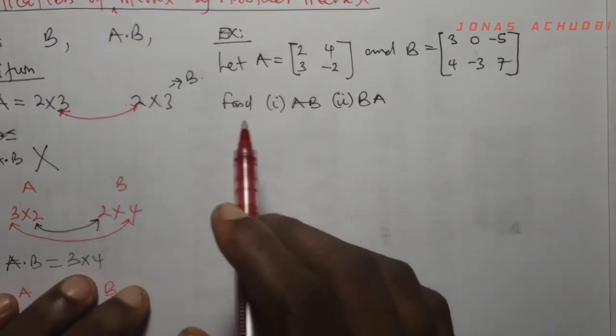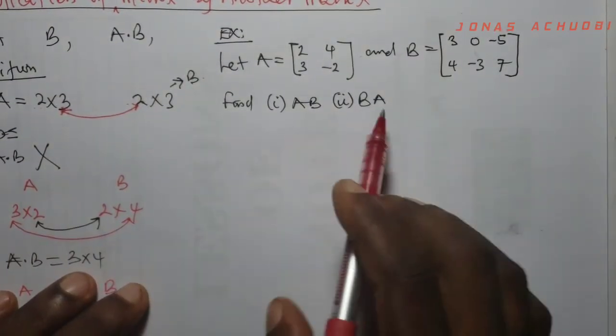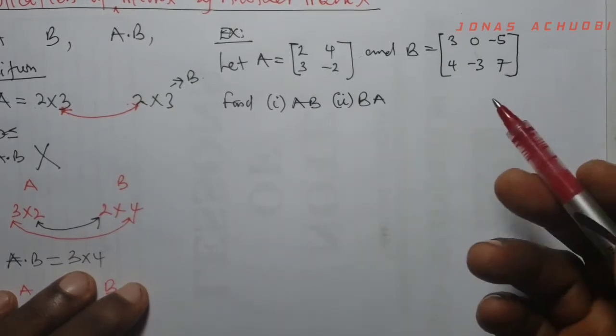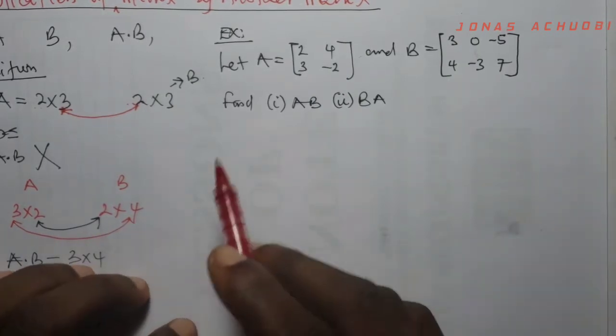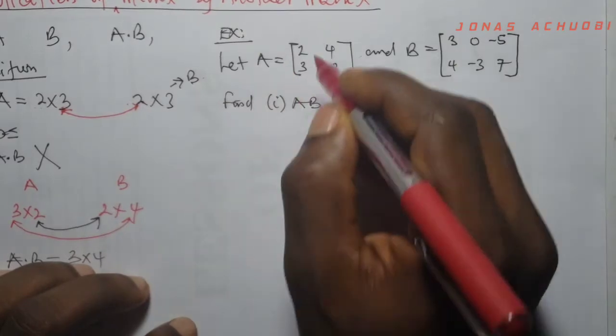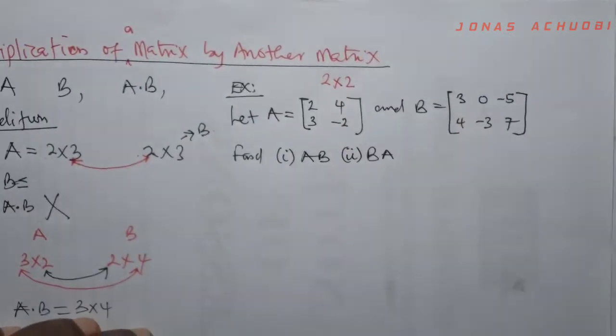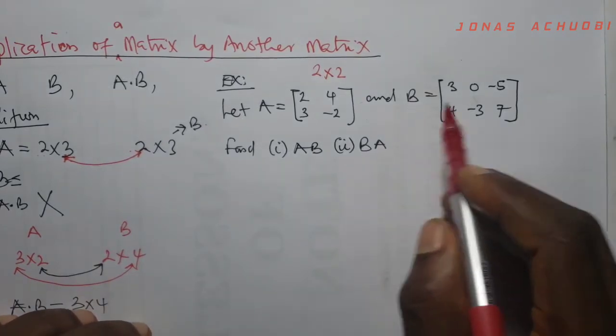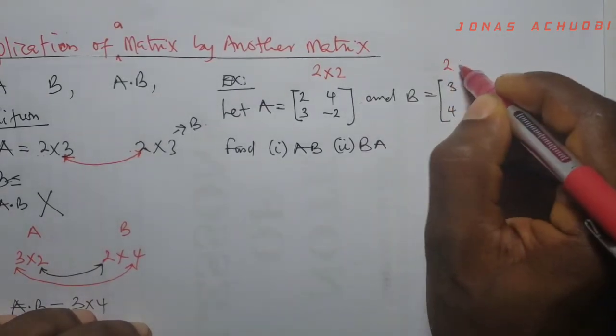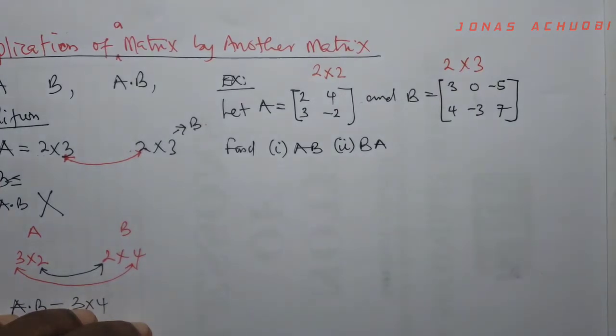Of course, before we even proceed to multiplying these matrices, we must first check if multiplication is possible. You should remember. So let us see. Matrix A is what dimension? It is a 2 by 2 square matrix. Matrix B is what dimension? This is a 2 by 3 matrix.